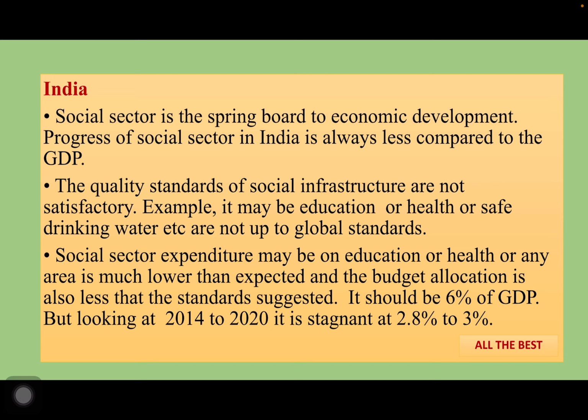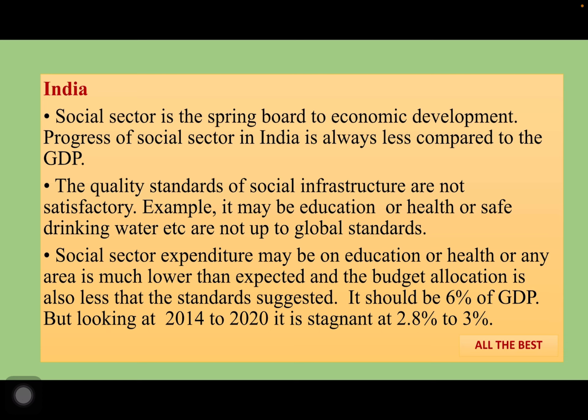Progress of the social sector in India is always less compared to GDP. The quality standards of social infrastructure are not satisfactory. Whether it is education, health or drinking water, or any social sector, they are not up to global standards. This is the observation by different study groups. Social sector expenditure on education, health or any such area is much lower than expected. The budget allocation is always less than what was suggested by the study groups.